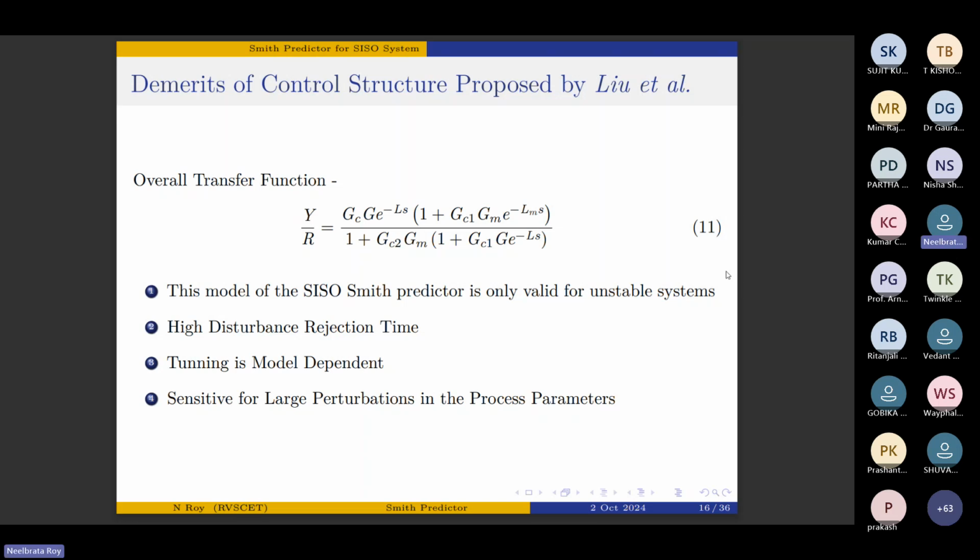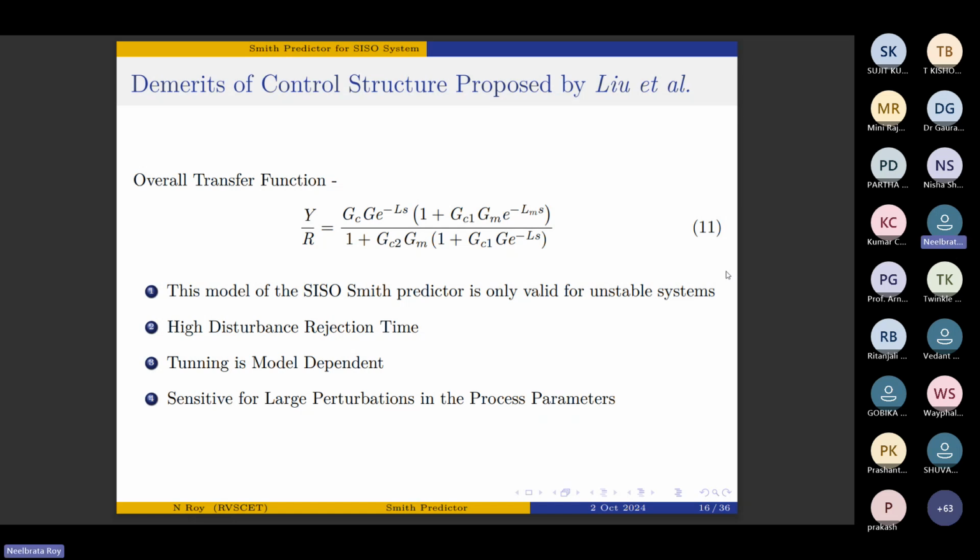But this Smith predictor structure is only valid for unstable systems. It is not valid for stable systems. Secondly, the disturbance rejection time is very high. It will reject the disturbance, but it takes much time to do so. Thirdly, the tuning is model dependent.